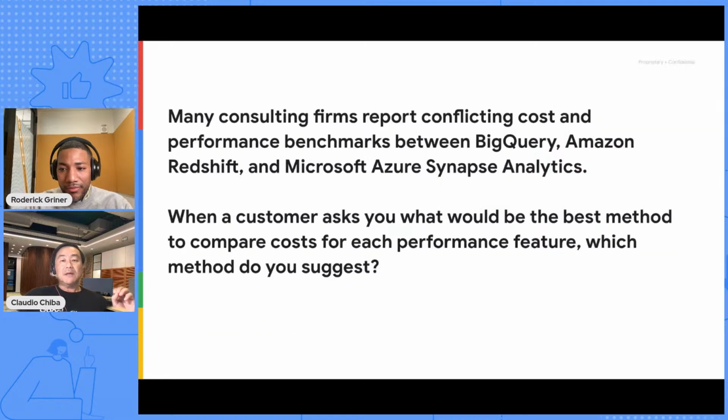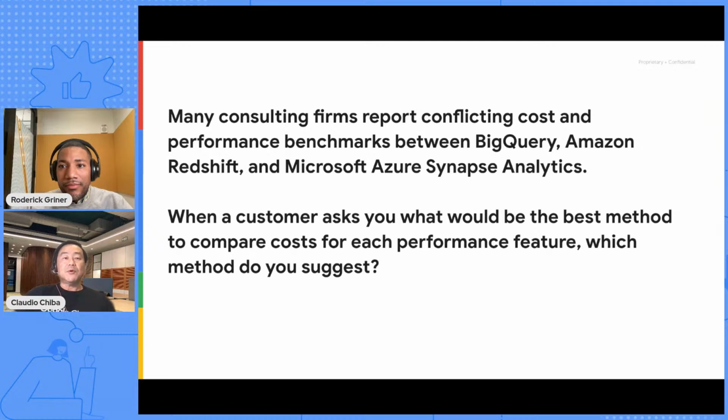I will start with one question that was pre-submitted. The question is, many consulting firms report conflicting cost and performance benchmarks between BigQuery, Amazon Redshift, and Microsoft Azure's Synapse Analytics. When a customer asks you what is the best method to compare cost for each performance feature, which method do you suggest?